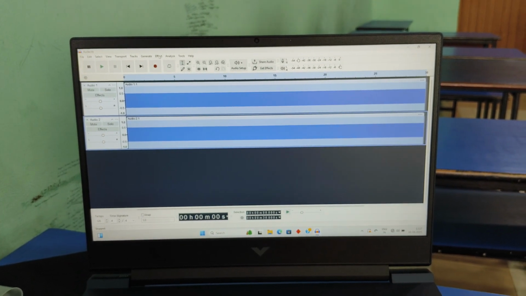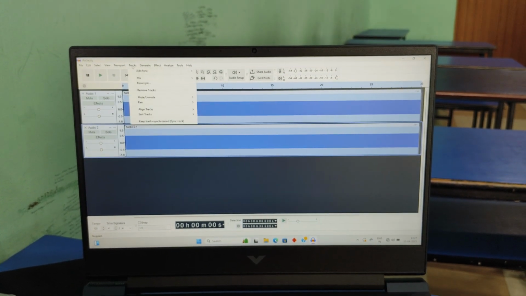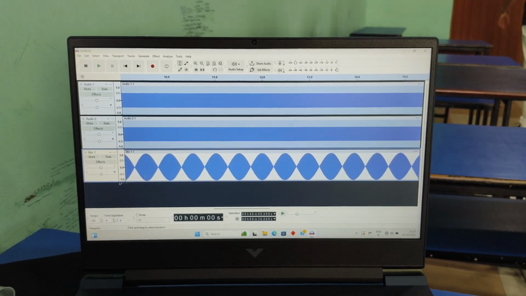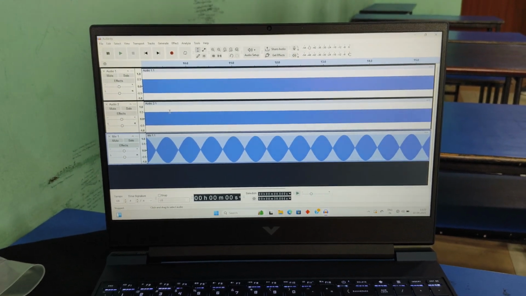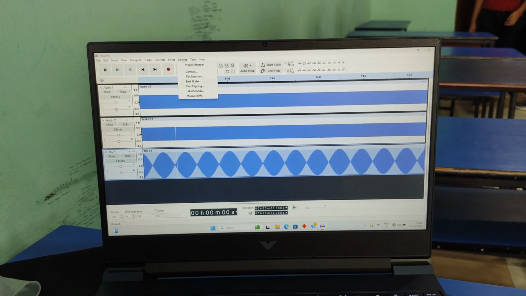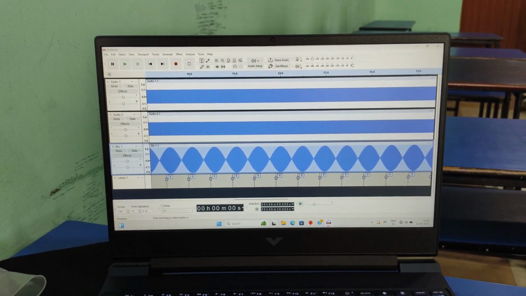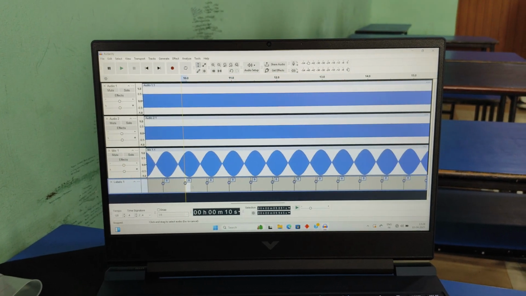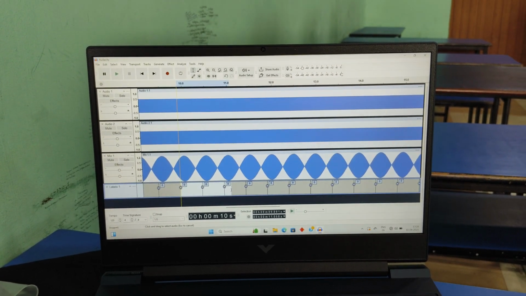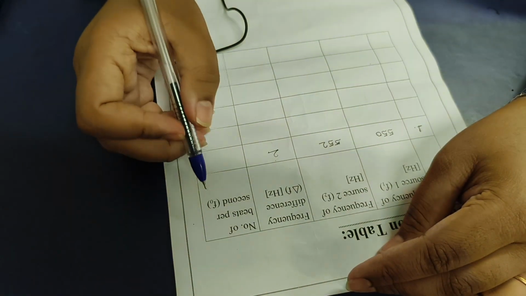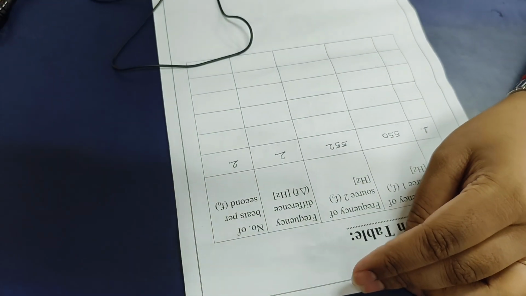Now, to get the beat of two sinusoidal waves of different frequency, we have used Audacity software. Now, we can see the mix of two sinusoidal waves, and it is seen that the number of beats per second is 2.